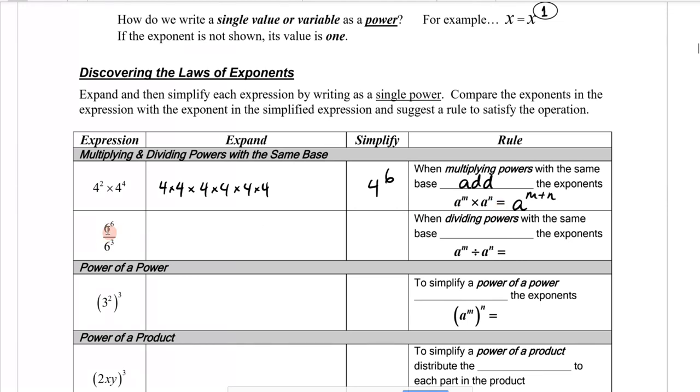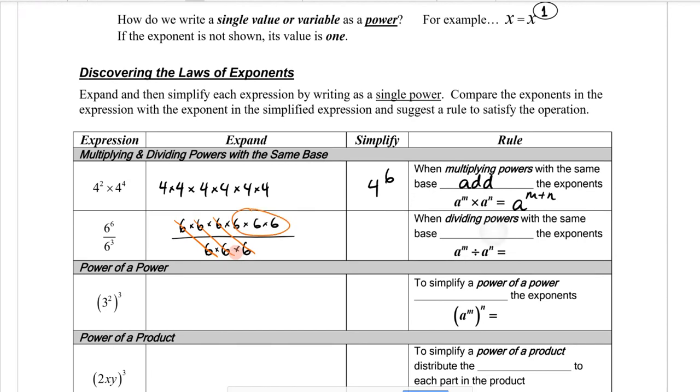Let's look at this one: 6 to the exponent 6. I can write that as 6 times 6 times 6 times 6 times 6 times 6, divided by 6 to the exponent 3, which I can write as 6 times 6 times 6. Because everything here is being multiplied on the top and on the bottom, I'm allowed to do some cancellations. So I can cancel a pair of 6's here, and a pair of 6's here, and a pair of 6's here, leaving me with 3 6's remaining.